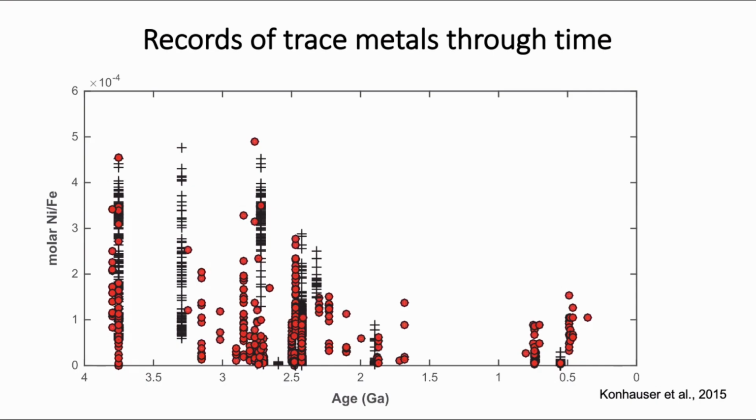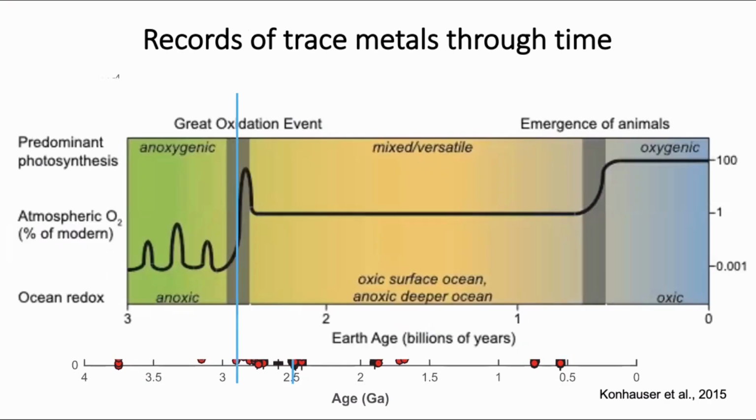For example, within this plot, you can see a shift in the amount of variability on that y-axis at about 2.5 billion years. And that coincides with what is referred to as the Great Oxidation Event, which is that first burst of oxygen 2.5 billion years ago.